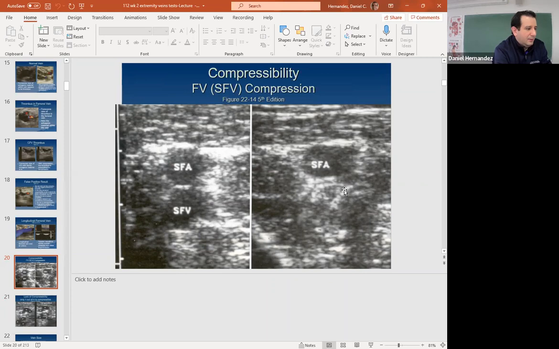This is showing nice compressibility of the femoral vein. So we have our superficial femoral artery, femoral vein, and then the vessel completely coapting.